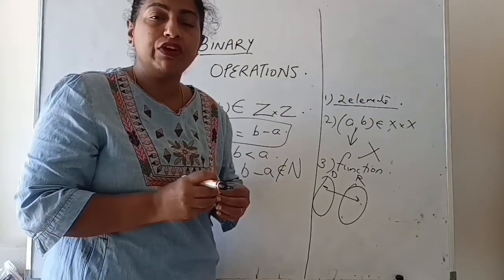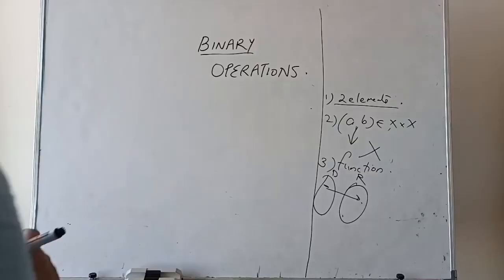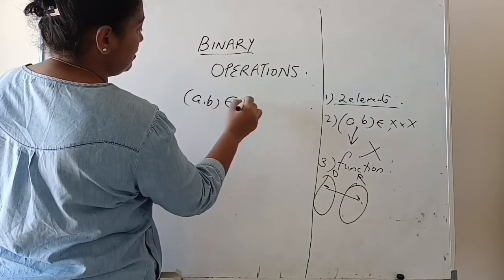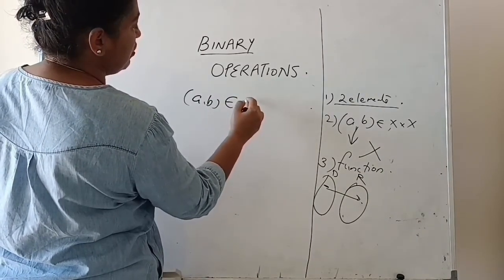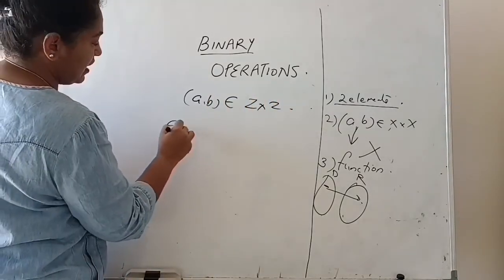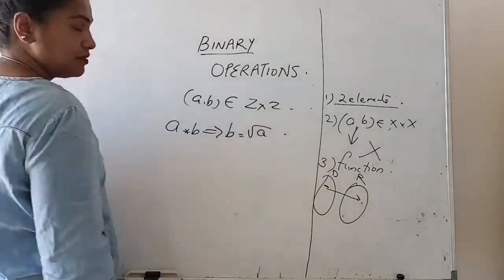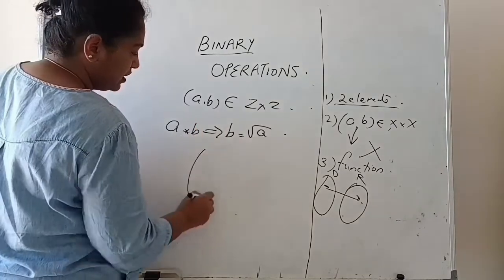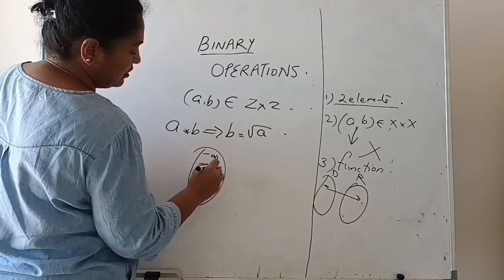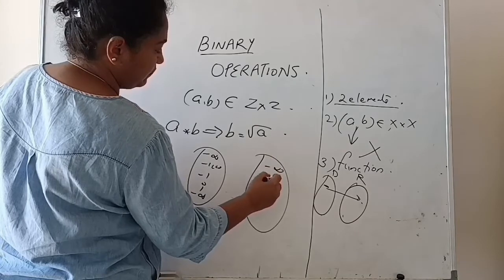So, can you tell me an example of an operation that does not become a binary operation under this condition? Let us take the example of a binary operation between a comma b, with a and b belonging to the set of integers. Okay, so I will say a binary b is defined in such a way that b is the square root of a. Now you know that here you have all the integers from minus infinity to plus infinity. Okay, so minus 100, minus 1, 0, 1, everything is here. Here also you have the same set.